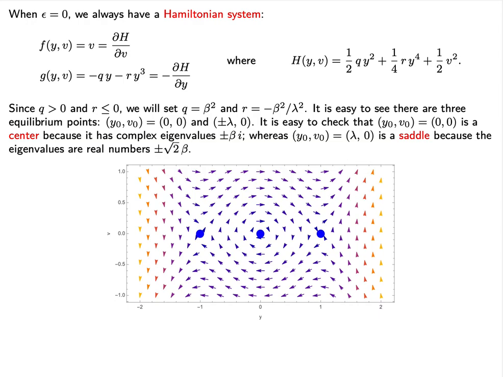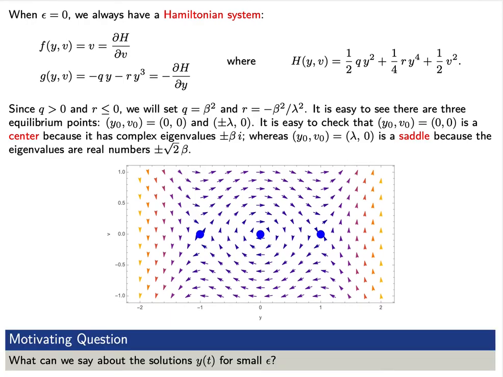The three blue dots in the middle are our equilibrium points. You can see that the one dot exactly in the middle of the graph, namely (0, 0), is a center, whereas the two that flank this point on the left and the right, namely (-lambda, 0) and (+lambda, 0), are both saddles.